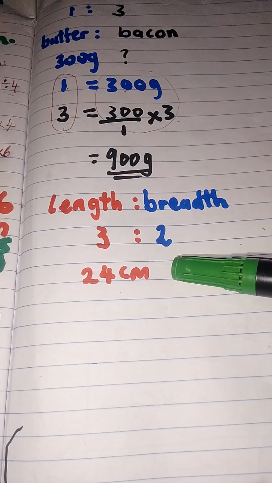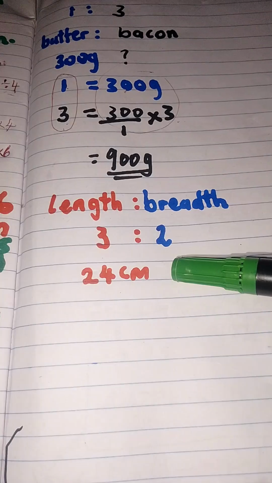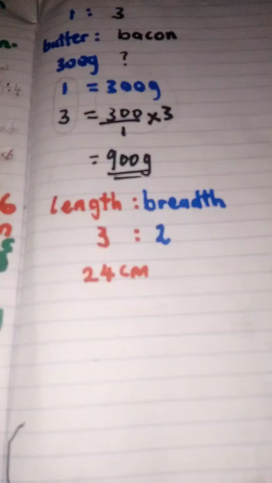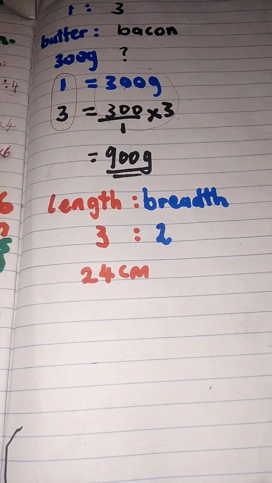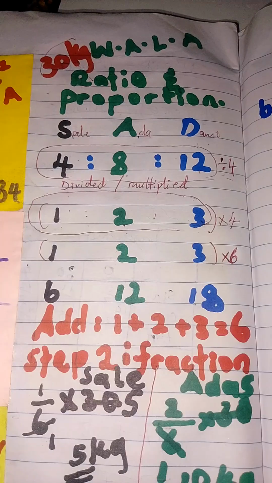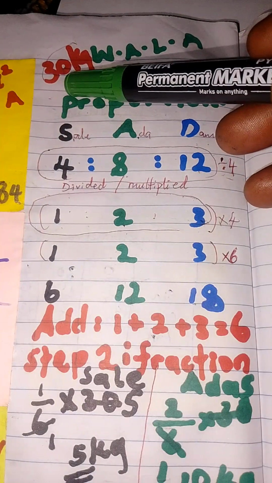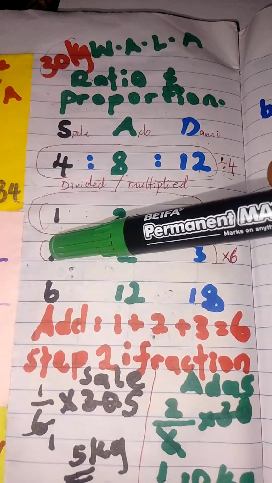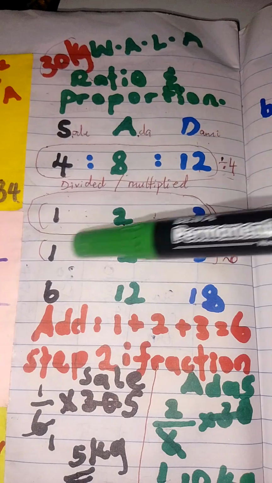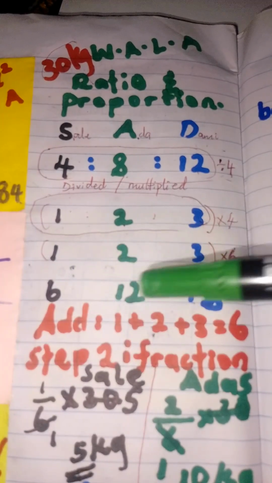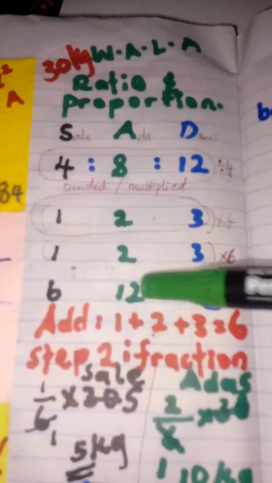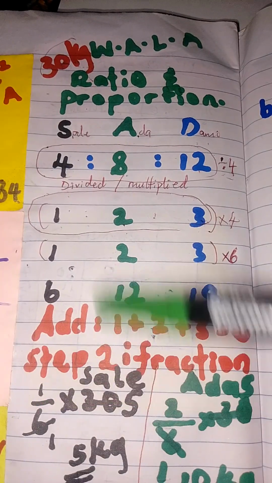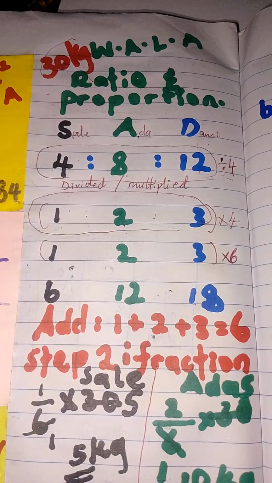For you to do it the other way, where you have to add the ratios, like we said earlier, it's when you're given the total. Just like this one, you remember this question where you're given the total of 30 kg to be divided by Saleh, Ada, and Dami in the ratio 1:2:3, where you had to add up all of the ratios, 1 + 2 + 3, and then you look for the fraction of the individual times the total. In the other case here, we're not given the total.